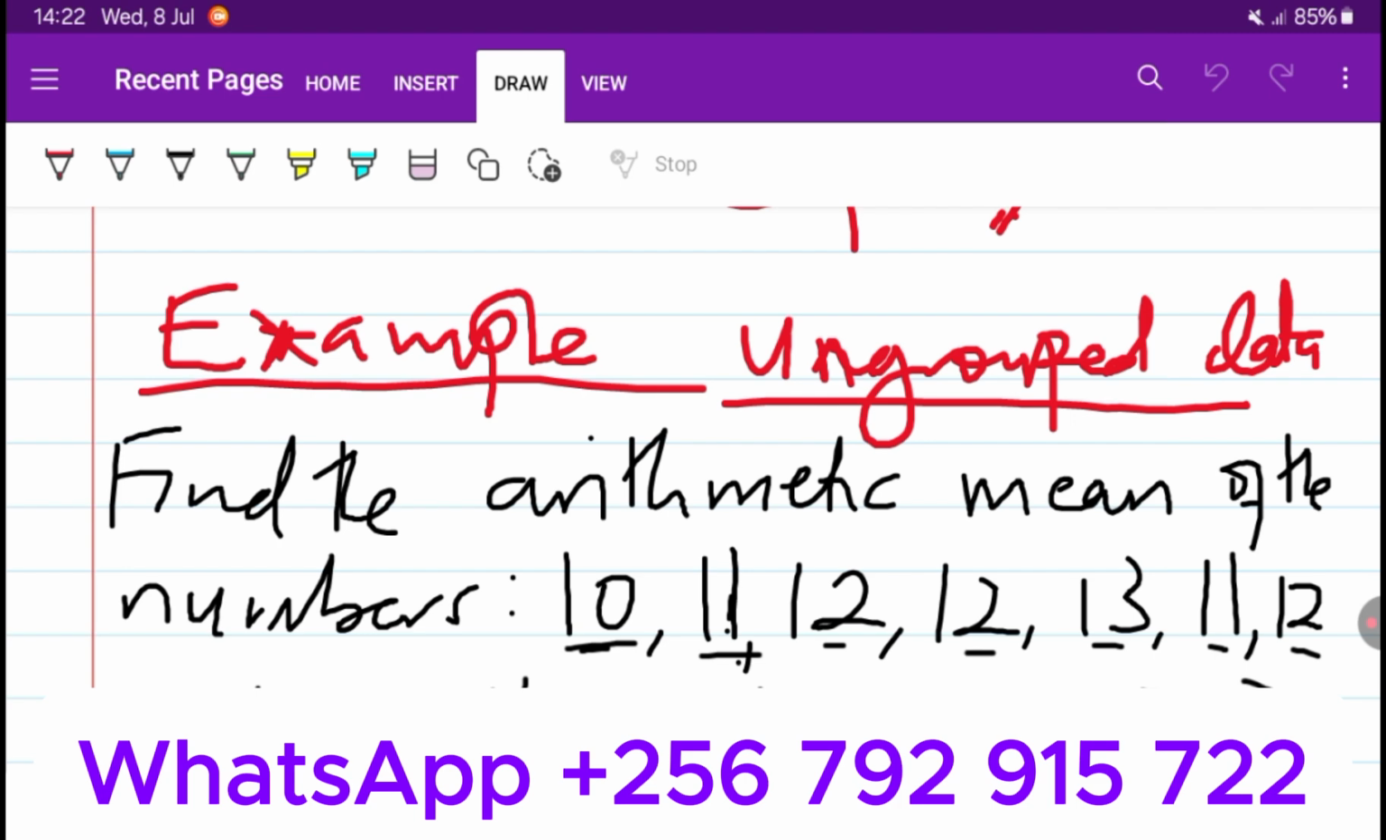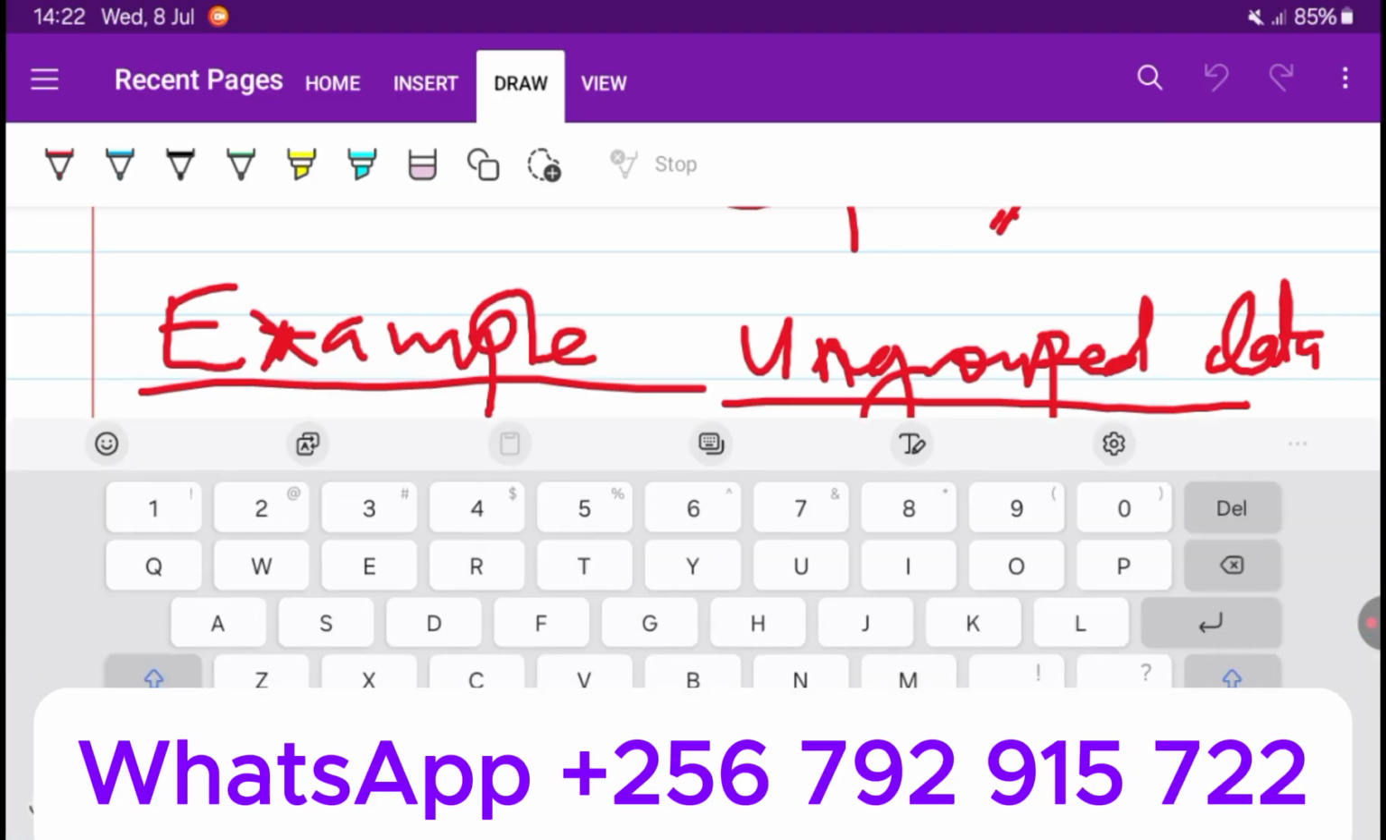Now, you see that these values are going to be really very many. If you are to sum them, you will not find a book that will have a line that will allow you to sum those values. Even if you try to write very small letters, the work is going to be very tedious. So the whole idea is for us to arrange the data first into what we call frequency distributions.